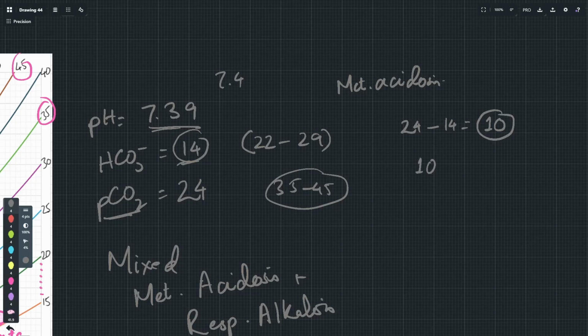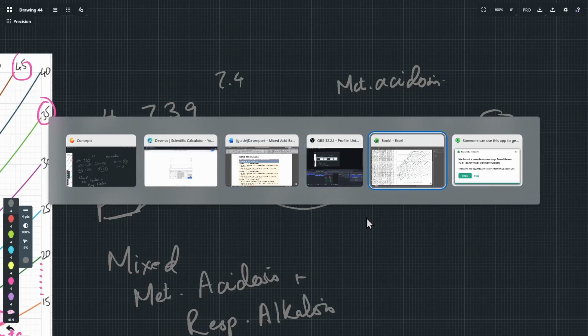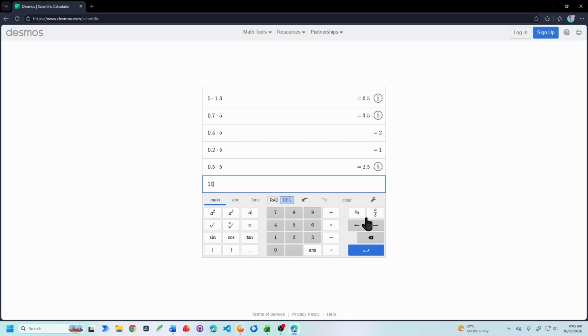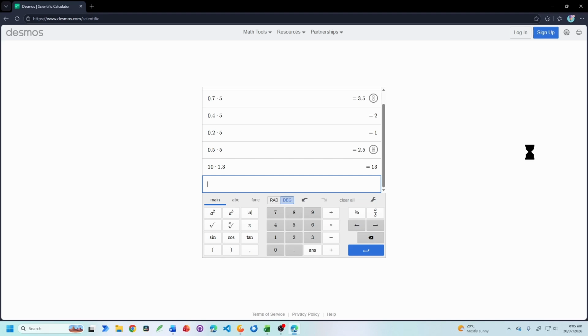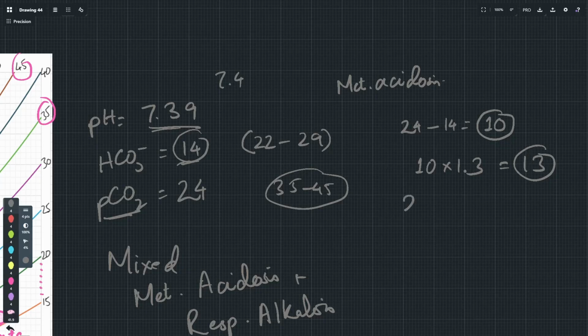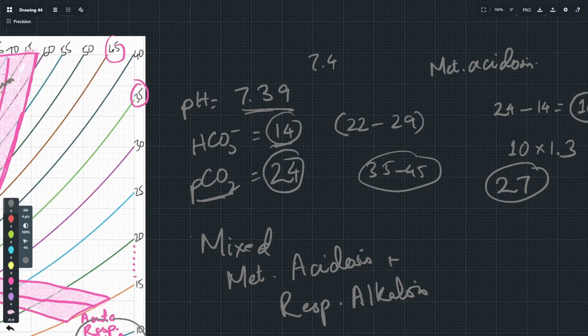So if we multiply 10 by 1.3, which is ideal compensation, we can use the calculator for that. Even if we don't need this, I am still doing it. That would be 13. So it means normally it should be 40 minus 13, which is 27, right? But here it is even lower than 27. It is 24, 3 units lower than 27.